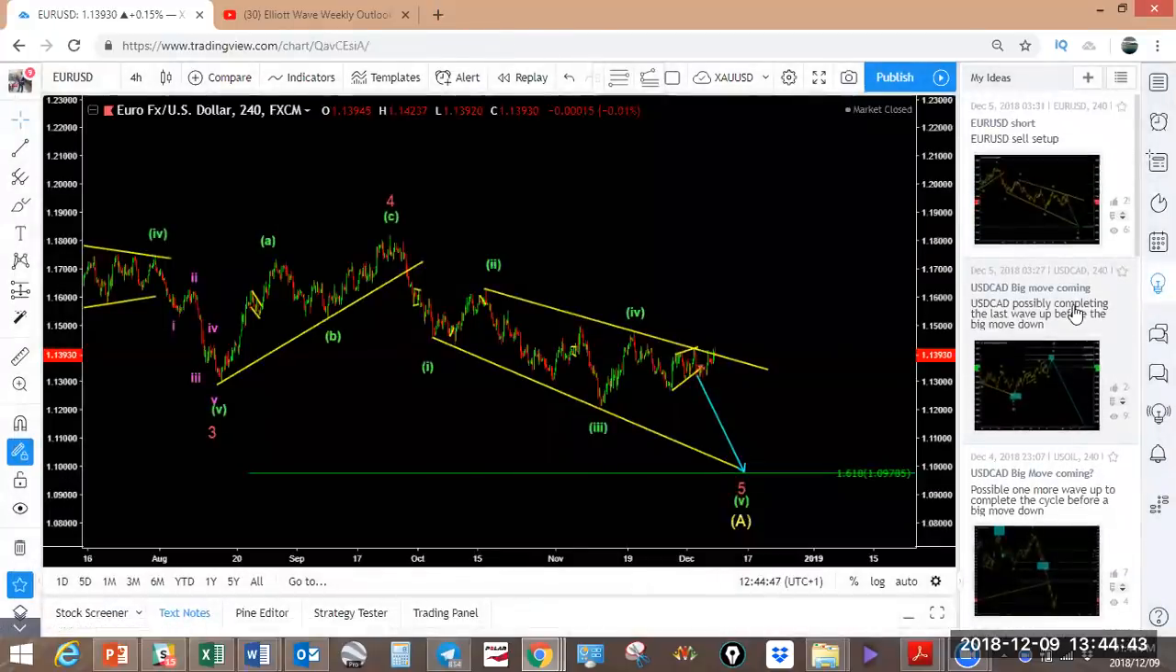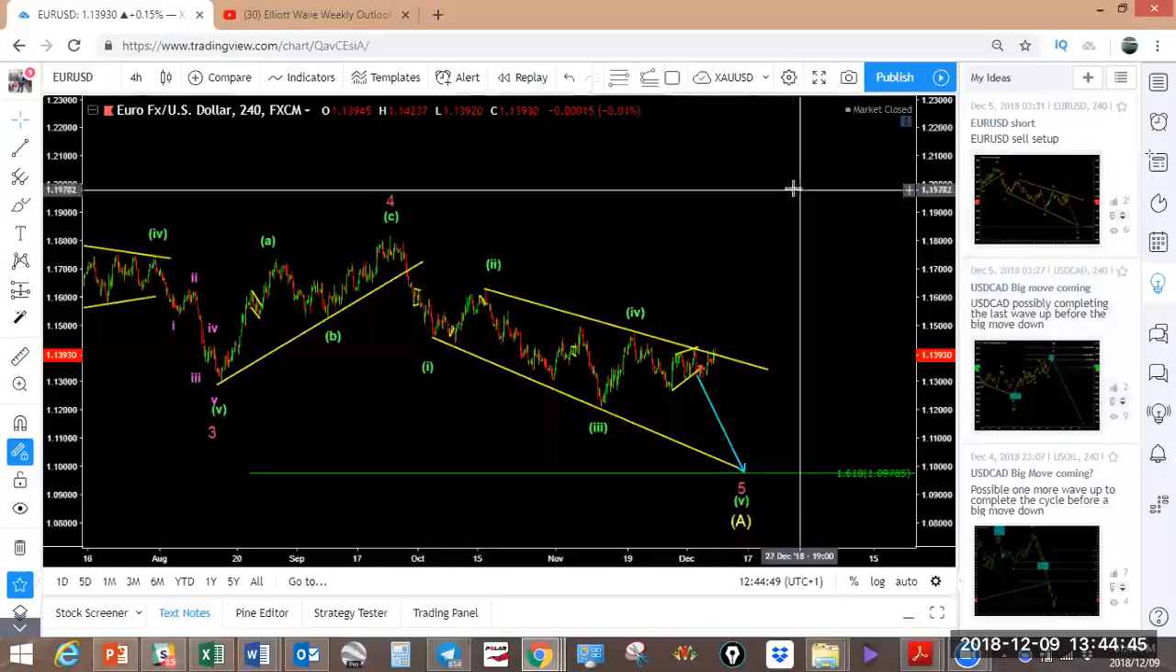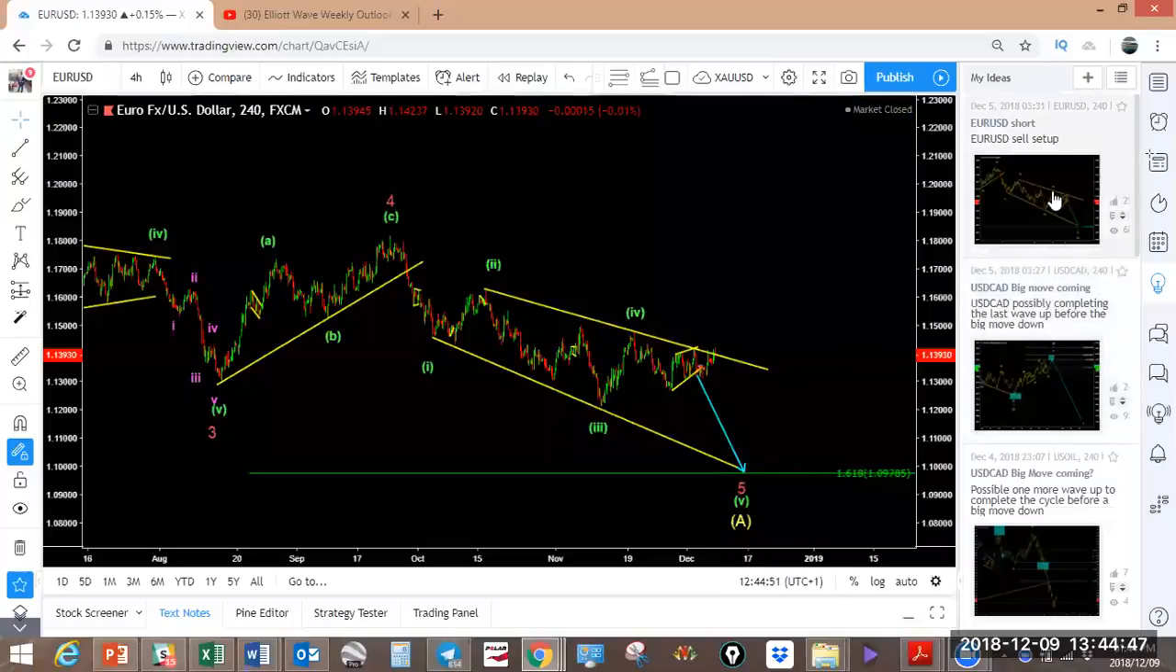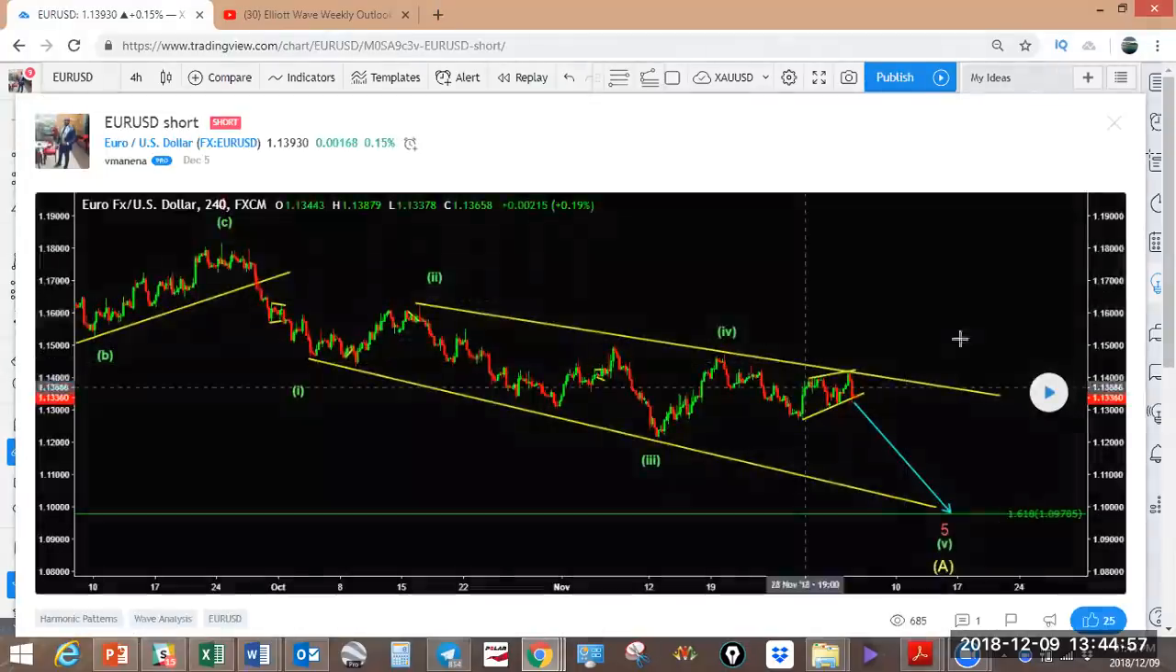Unfortunately, on TradingView, once you post a chart, you cannot remove it if you don't edit it within the 30 minutes of posting it. So that chart will just remain there. It's a mistake. All right, so that's what we're looking at. Well, we also have Euro US dollar sell set up.